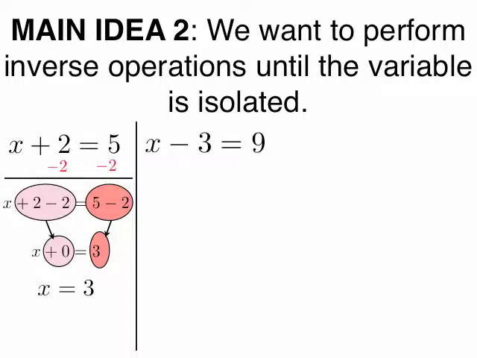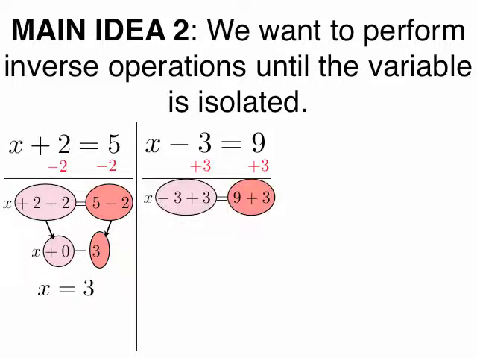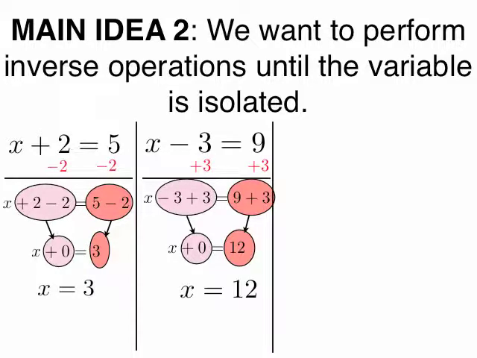So the same thing when it comes to subtracting 3 from x. We perform the inverse operation, which is adding 3. Then we rewrite the expression. We group the numbers together. On the left we have it equals 0 because they're inverses. And on the right we have 9 plus 3 is equal to 12. We get rid of the 0 and we have x is equal to 12.